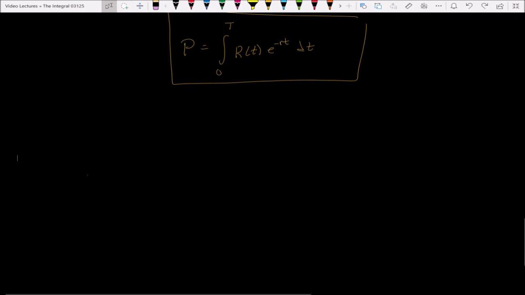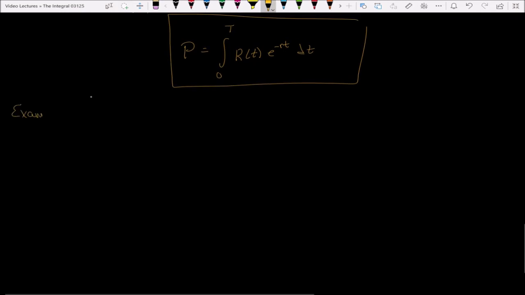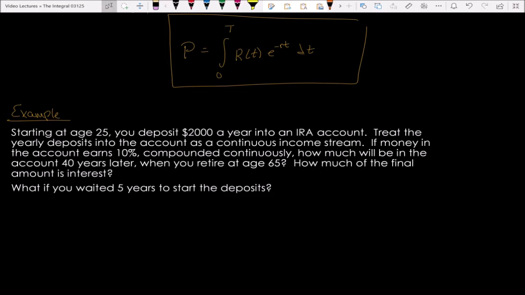As our example, starting at age 25, you deposit $2,000 a year into an IRA account, an individual retirement account. Treat the yearly deposits into the account as a continuous income stream. If money in the account earns 10% compounded continuously, how much will be in the account 40 years later when you retire at age 65? And then how much of this will be just interest?